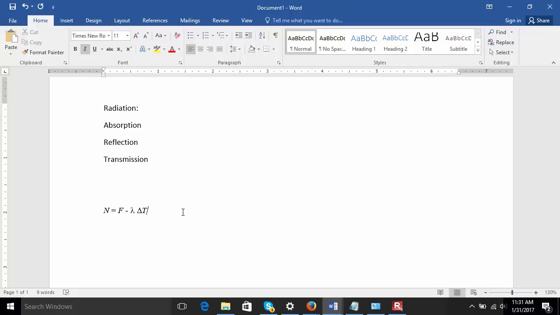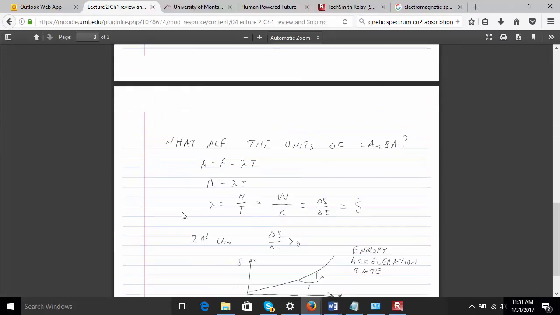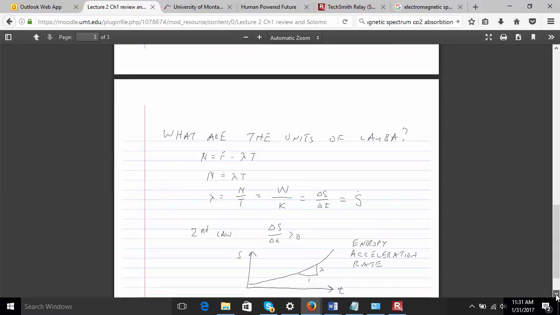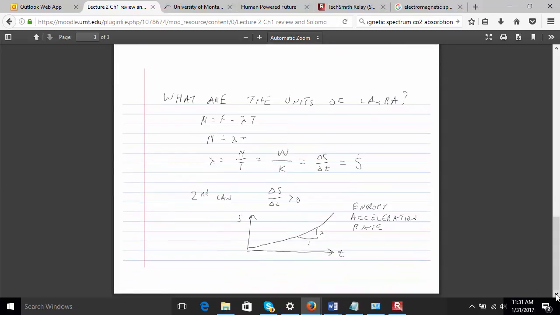But the delta means a change. It means that the temperature was one temperature at one point in time, and it's going to be another temperature at another point in time. Okay, what are the units of lambda? There we go. She's not a plant, I promise.